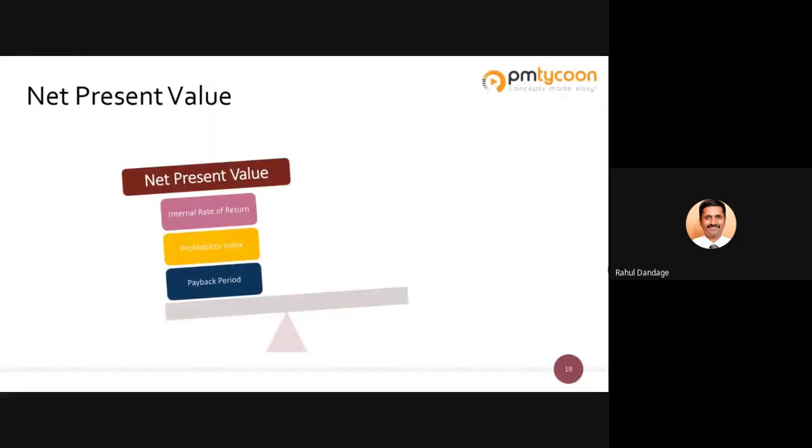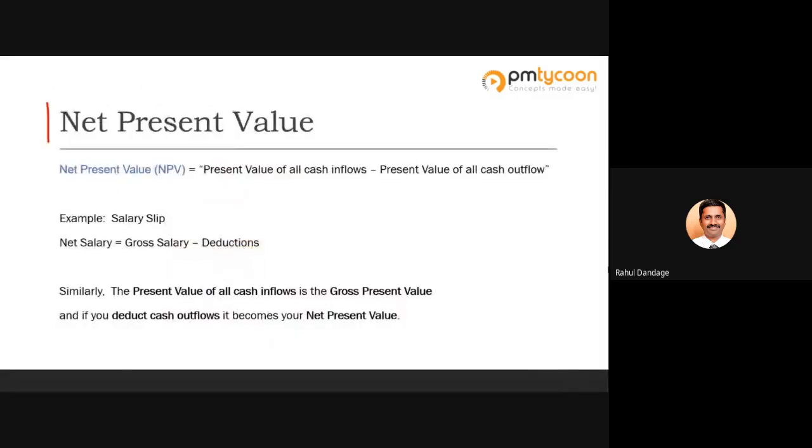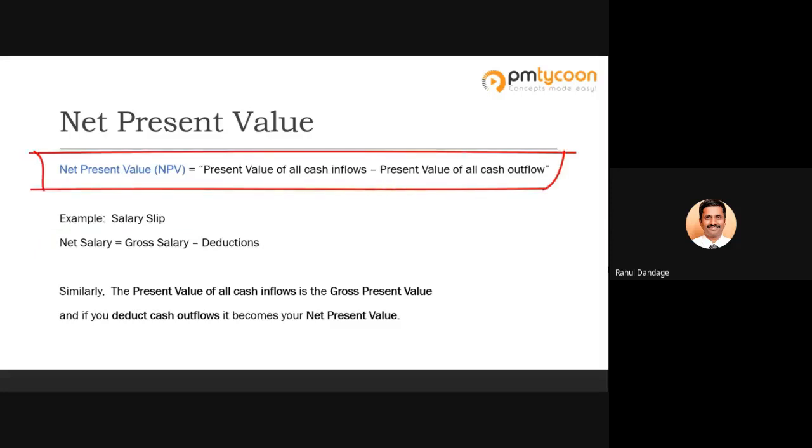All right, let's now start with net present value. The key word here is net. Net present value means from the sum of all present values, you need to remove the cash outflows. If I have to give you an example, in your salary slip, your gross salary is the sum of all your income, and if you remove your taxes, your savings, etc. from that, you would be left with your net salary. Likewise, for net present value, you need to remove all the cash outflows from the sum of all present values.